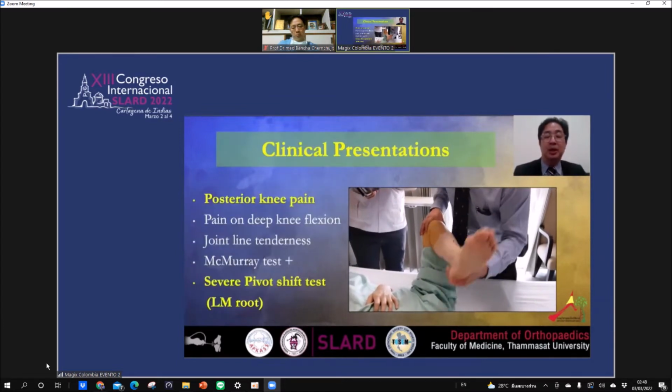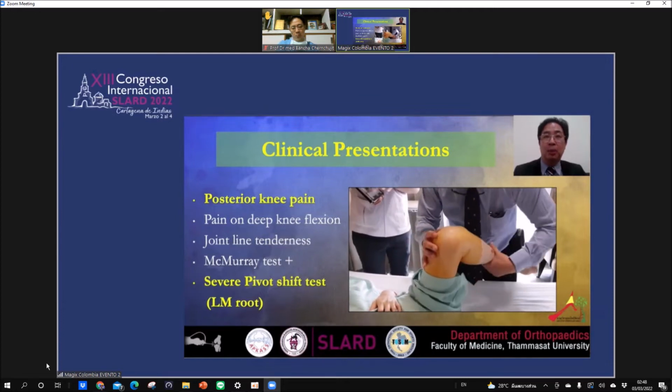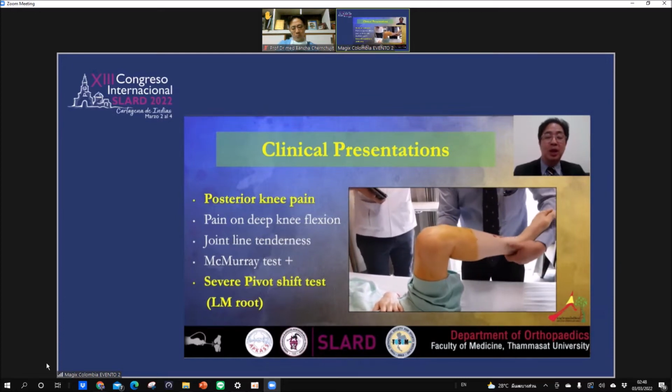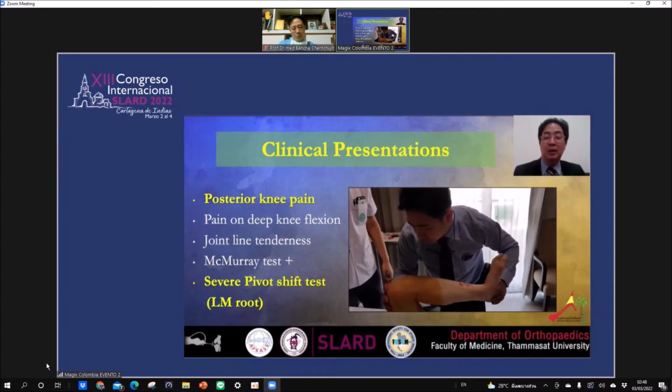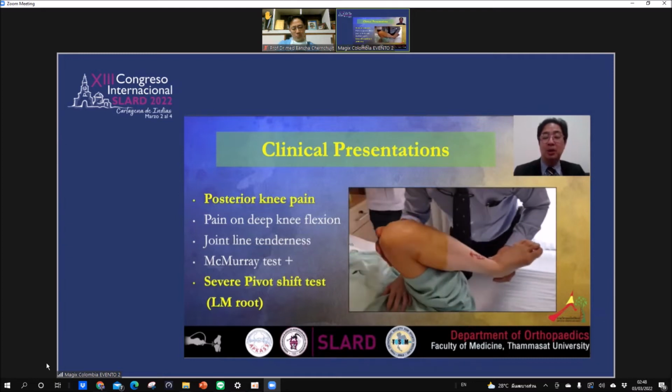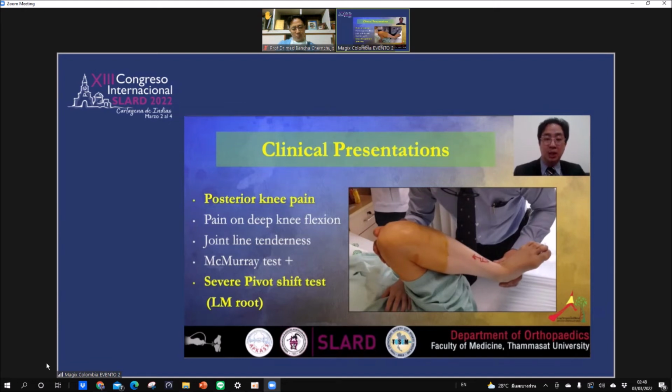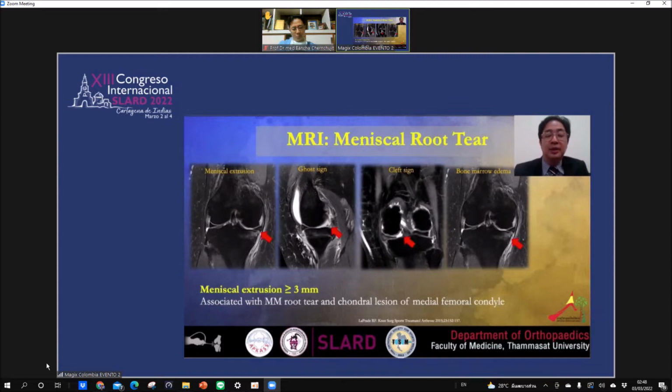Clinical presentation: the patient always complains of posterior knee pain, especially when walking or deep bending. Examination reveals joint line tenderness, positive McMurray test, and a positive pivot shift test in lateral meniscus root tear. MRI characteristics of meniscus root tear include meniscus extrusion from the edge of the tibial plateau, ghost sign positive in sagittal view, cleft sign positive in coronal view, and bone marrow edema of the tibial plateau.